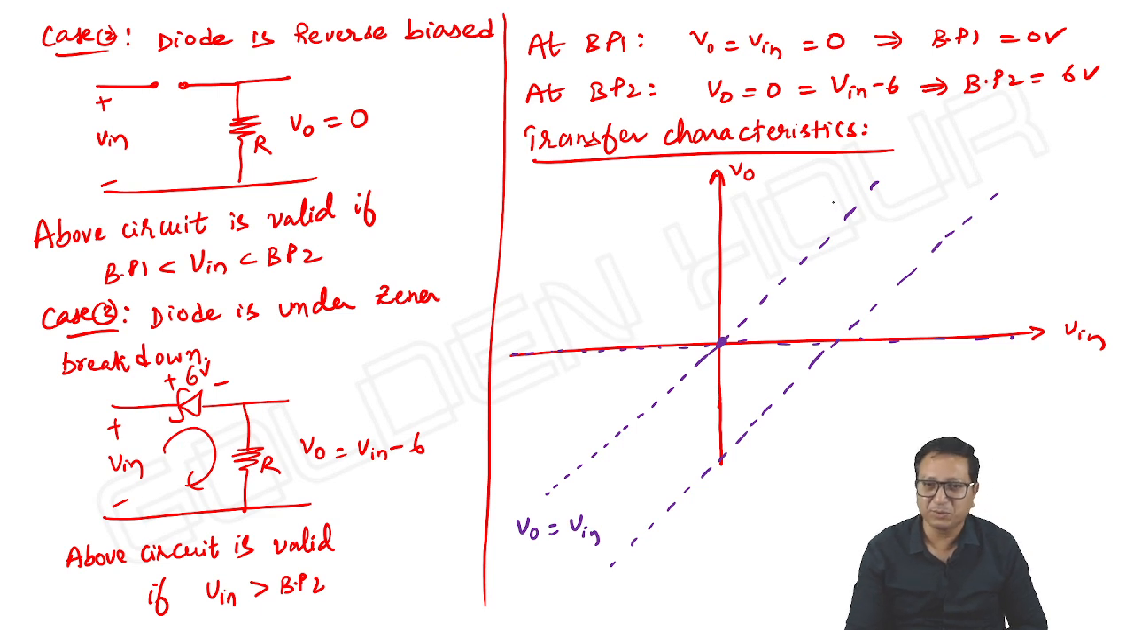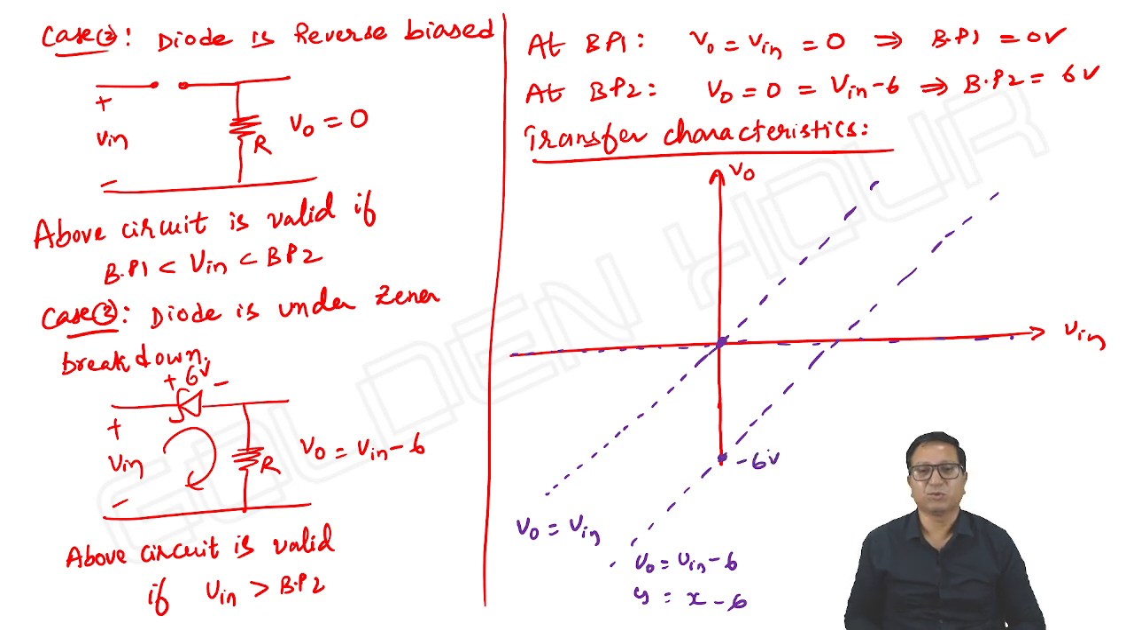Why am I saying so? Here output is equal to input, its slope is 1. Here output is equal to V input minus 6, I am writing. It is like y is equal to x minus 6. It meets the y axis at minus 6 volts. Okay, the intercept on the y axis is minus 6.